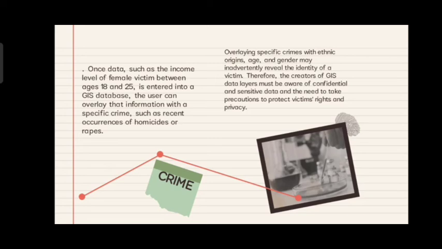Overlaying specific crimes with ethnic origins, age, and gender may inadvertently reveal the identity of a victim. Therefore, the creators of GIS data layers must be aware of confidential and sensitive data and the need to take precautions to protect victims' rights and privacy.